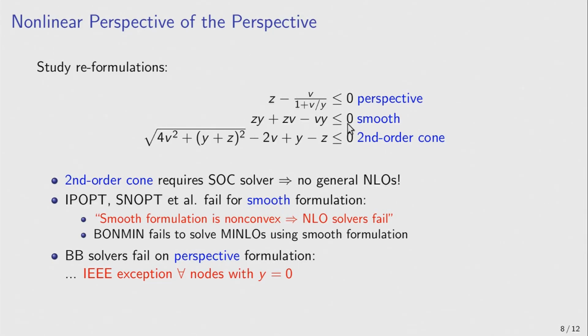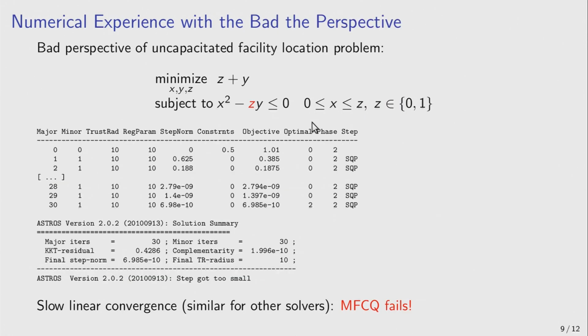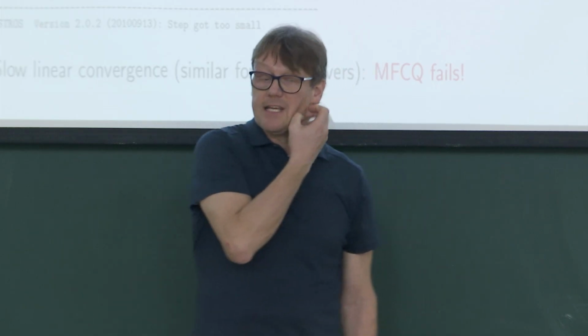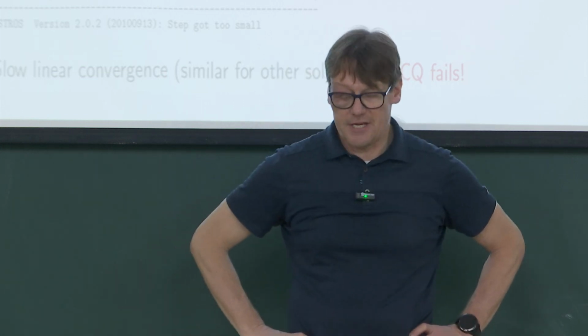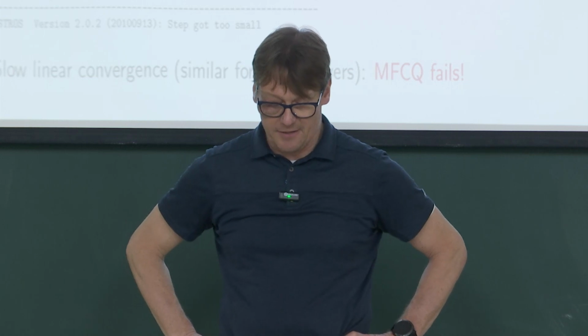But going back to this formulation up here, the smooth formulation, if I run this, and this is a slightly different problem that I was running here, it turns out that when you look at the output of the solver, it makes good progress initially, but then you observe this slow linear rate of convergence. So the objective function is slowly converging to 0. The norm of the step is also linearly converging to 0. And there's a hint here that not everything is good, in that the solver complains that the step got too small. And the slow convergence is really something that you will see whenever constraint qualifications, such as the Mangasarian-Fromovitz constraint qualification, fail.